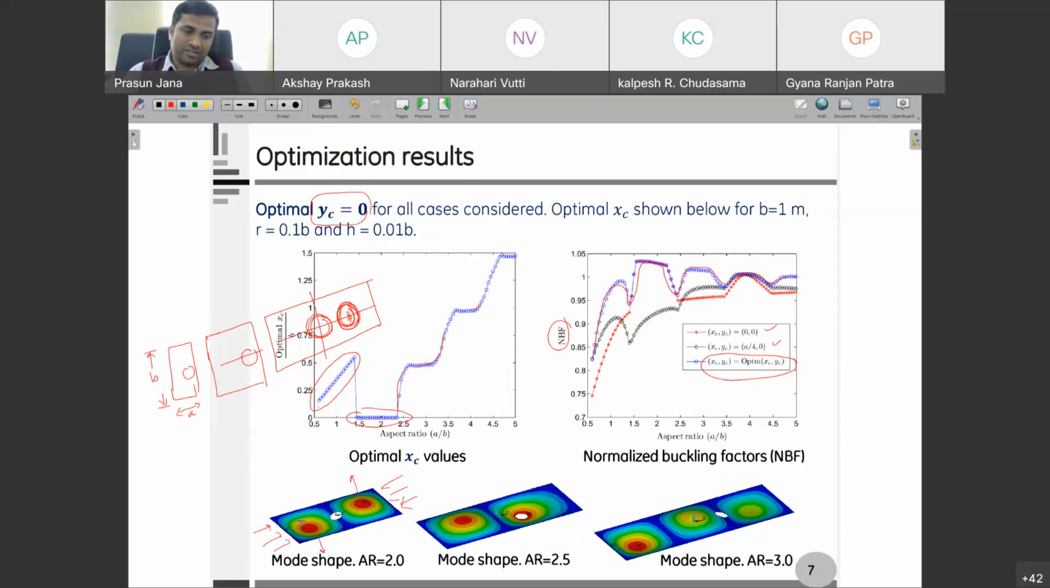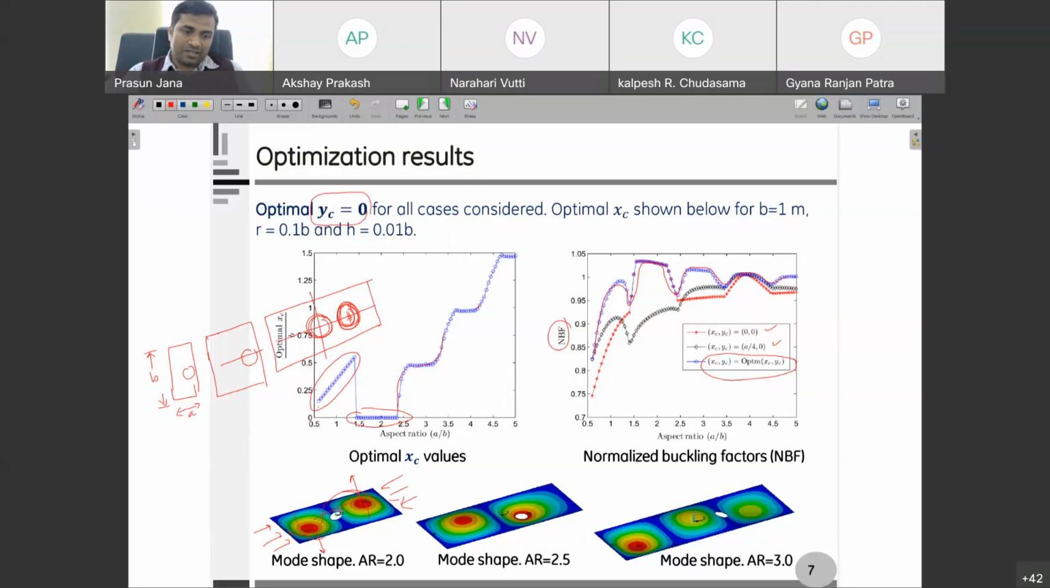So there are actually some half sine waves you can see in this particular case. There are two half sine waves in this direction, like it is going this way and this way, and it is one half sine wave in this direction. So basically, this is the mode shape for the first buckling mode.